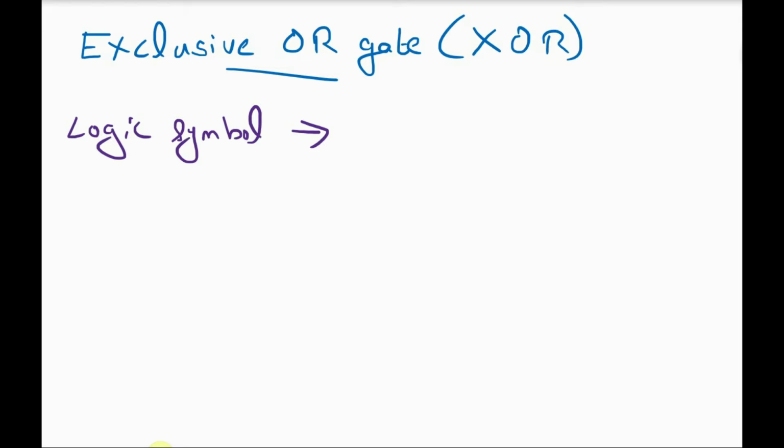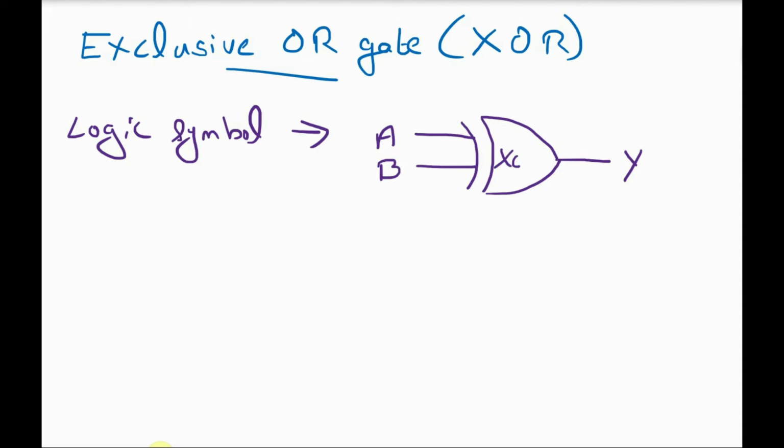So it is drawn as, I am drawing 2 input XOR gate. So this is how you draw an XOR gate, and we have one output. So this is the symbol, logic symbol of an XOR gate. We will see the truth table next.